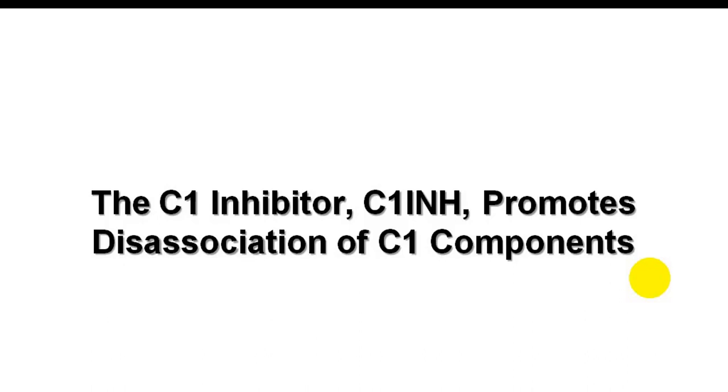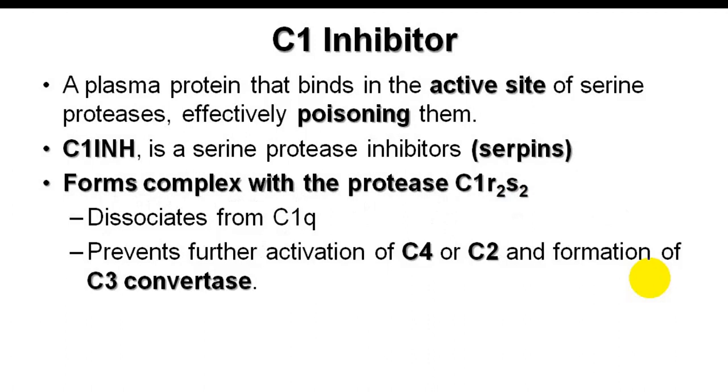Now, how is it going to help in regulation? Let's see. First of all, what is C1 inhibitor? It's a plasma protein that binds to the active site of serine protease. By binding to the active site of serine protease, it simply stops the protease activity, or it poisons them. So no longer does C1s have any role in protease activity. Further, C1 inhibitor is a serine protease inhibitor. The group of proteins called serine protease inhibitors are also abbreviated as serpins.